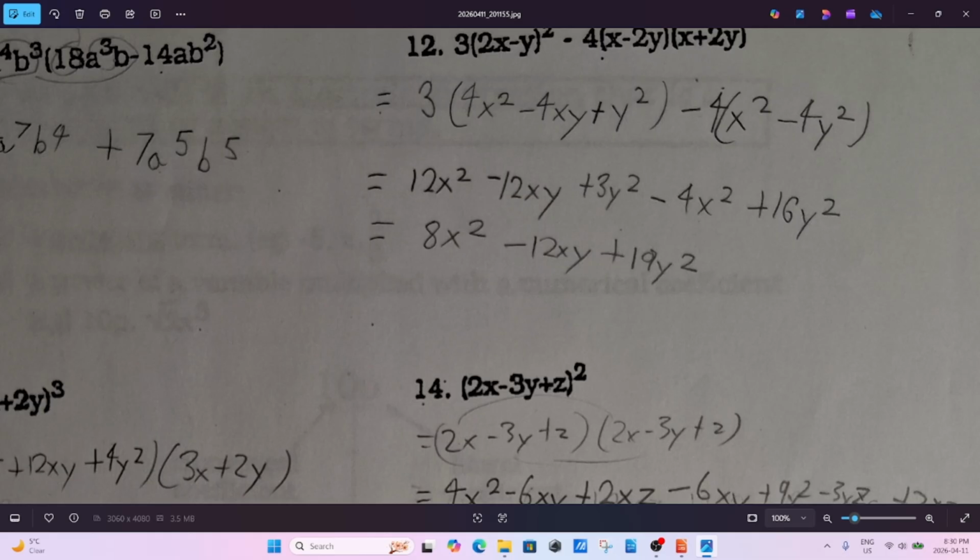And then you just collect like terms: 12x squared minus 4x squared plus 3y squared. Just the x terms, so you get 8x squared. You have the 12xy, and then you have the 19y squared.